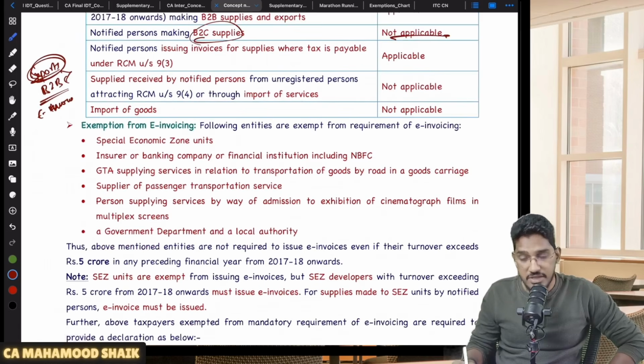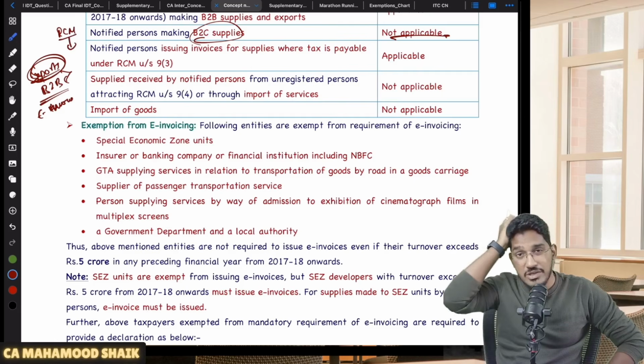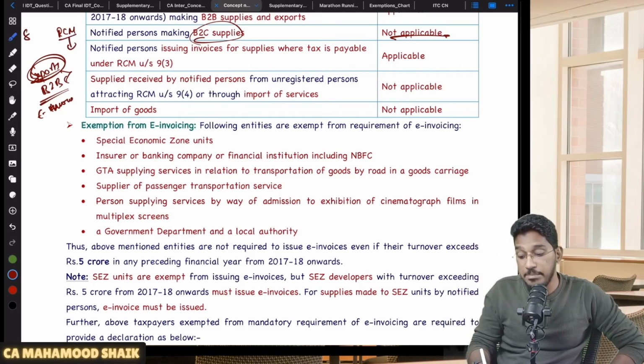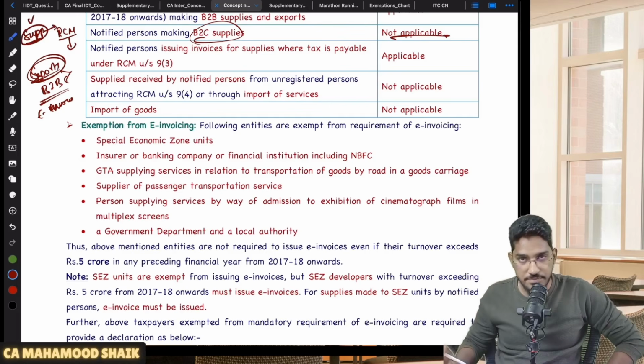Sir, in case of reverse charge supplies, if you are a recipient receiving RCM supplies, are you required to generate e-invoice? No. But the supplier, whoever is making that supply, if his aggregate turnover exceeded 5 crore rupees, even on that RCM supply, the supplier is required to generate the e-invoice.